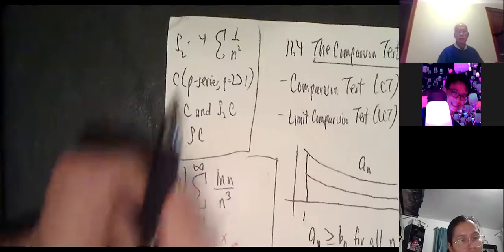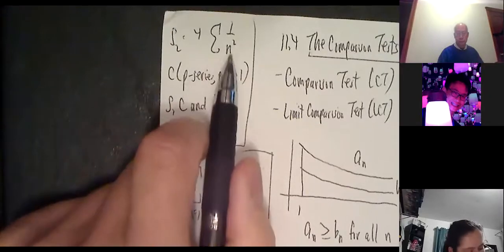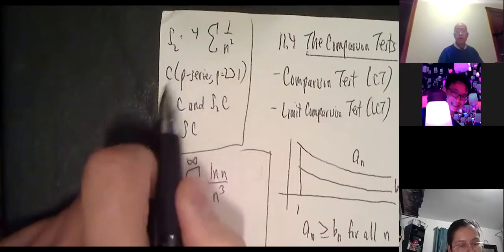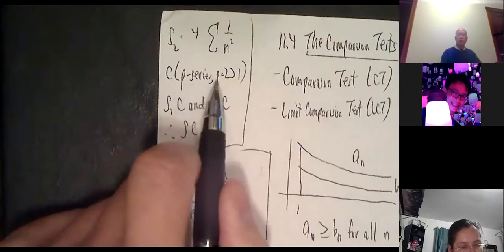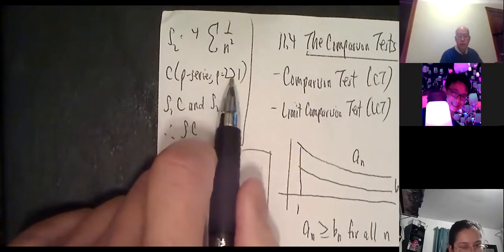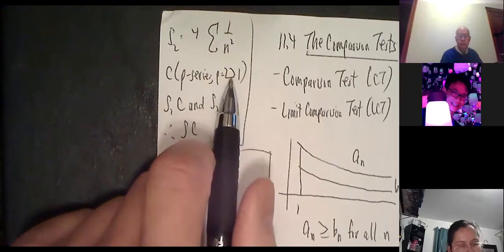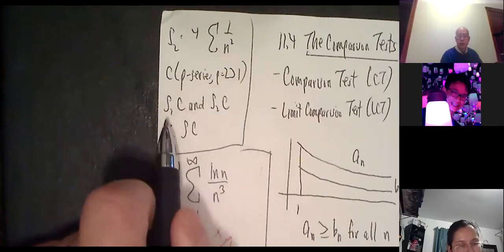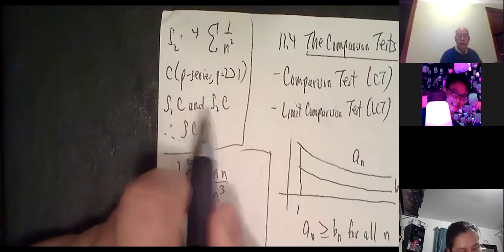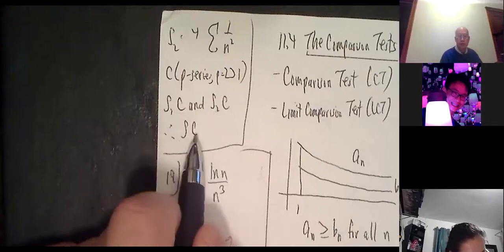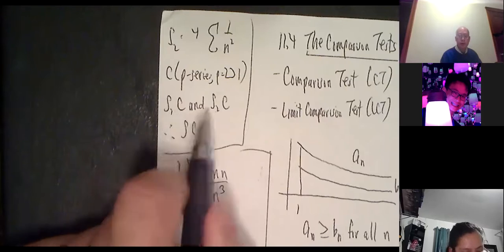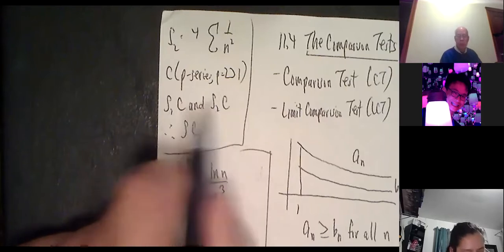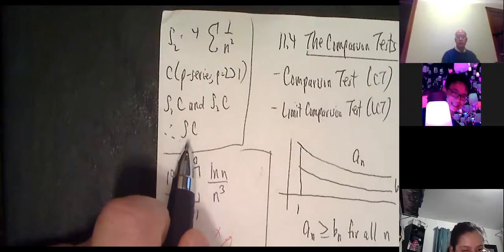Then S2, 4 times summation of 1 over n squared. I've got that on top here. Summation of 1 over n squared converges. That's also a p series with p equal to 2, which is greater than 1. So the two series converge. S1 converges, S2 converges, therefore the series converges. This converges to a number, this converges to a number, and a number plus a number is a number, so the series converges.